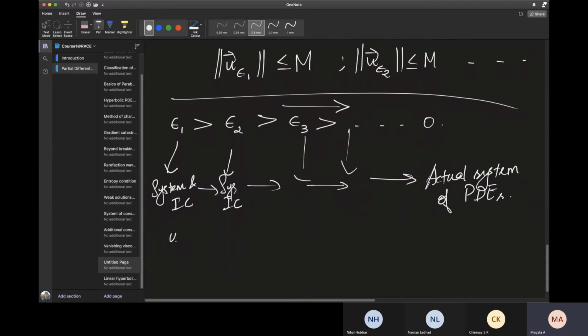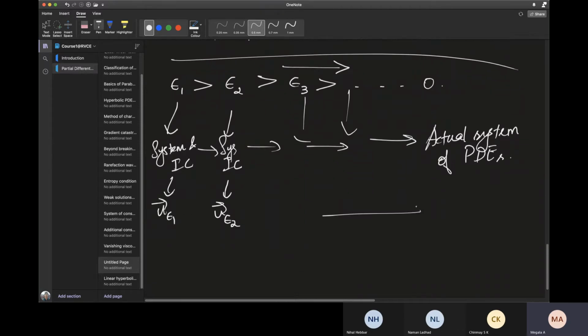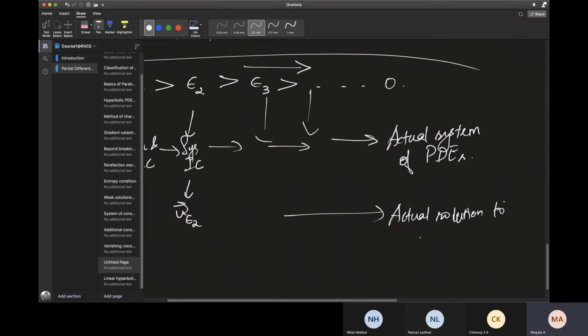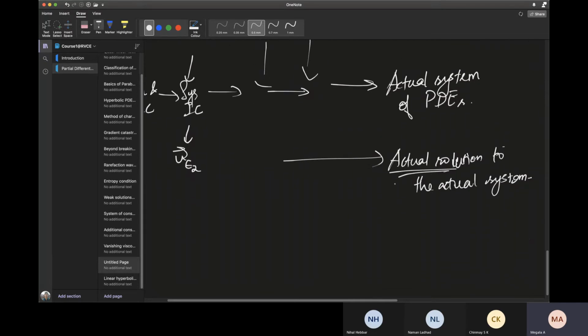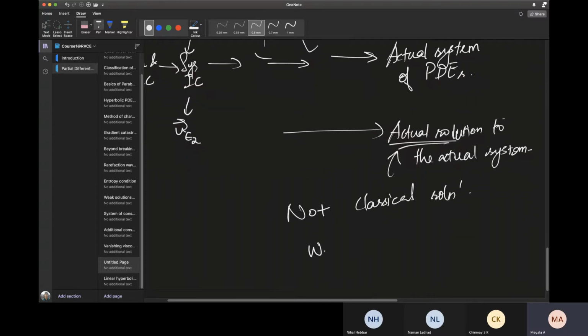And your u vector, the solution for each of these systems. Now each system and initial condition will have some solutions, right? And each of those solutions also must approach the actual solution to this actual system. We don't say that it should approach the classical solution, not the classical solution. It only approaches the weak solution.